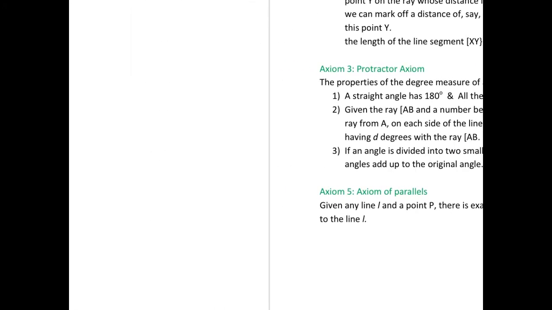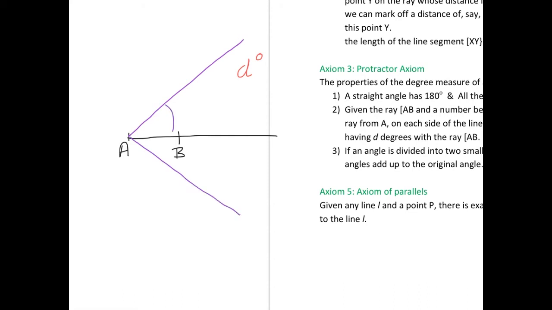So again, it might just be easier to see that in a picture. If we have a ray AB and we have some angle between 0 and 180 degrees, so just say d degrees, there's exactly two rays that we can draw from A that give you an angle of d degrees. So these two angles are both d degrees.